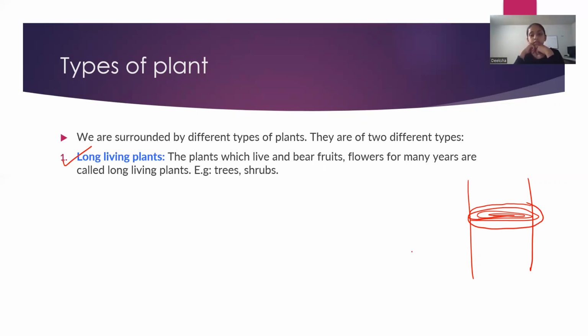Just like in the Amazon forest, there are so many trees which are very old. So to know their age, we just take the trunk and see how many rings are there. According to that, we can understand the age of this tree.